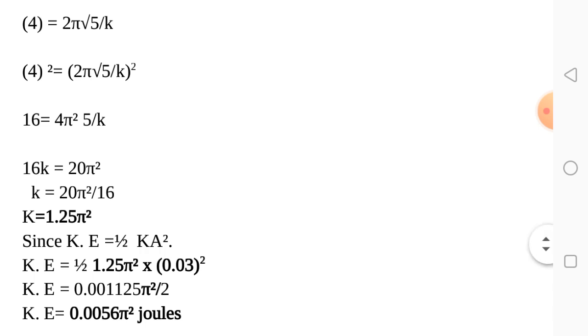Since the energy is given as 1/2 k a squared, and we know our k and we have our amplitude already, we just have to substitute them into this equation. Then we have the energy E equal to 1/2 times our k, which is 1.25 pi squared, times our amplitude, 0.03, all squared. When we compute this, we have 0.001125 pi squared divided by 2. Then our energy is equal to 0.0056 pi squared joules.